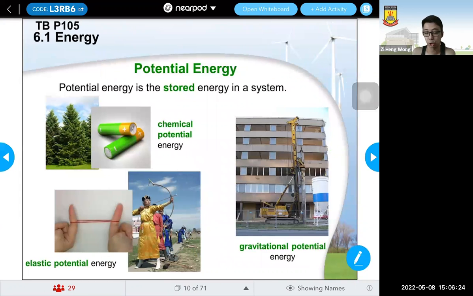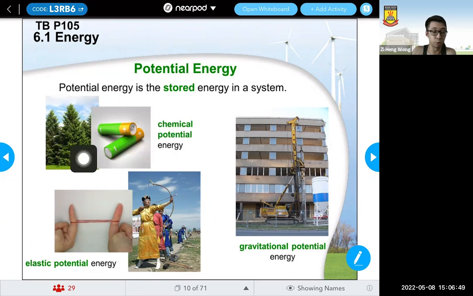Next, we have potential energy. The 3 types of potential energy, as we said just now, are energy that's stored in a system. Chemical potential energy includes, for example, a battery. When a battery is not in use, it's just on its own, we call it chemical potential energy, because there's energy in the battery, but it's just not being used yet. When it's being used, this chemical potential energy gets converted into electrical energy.